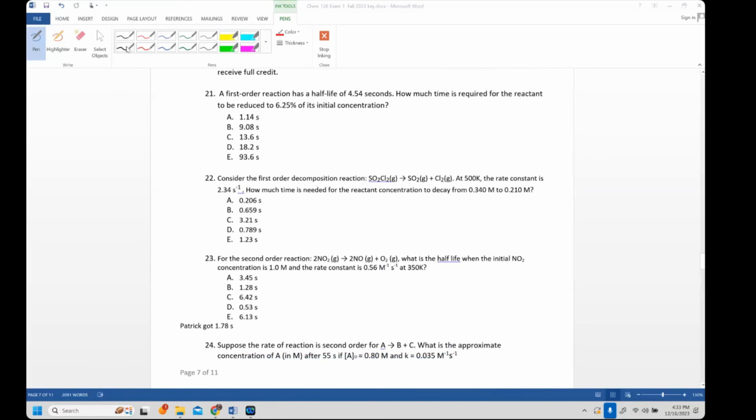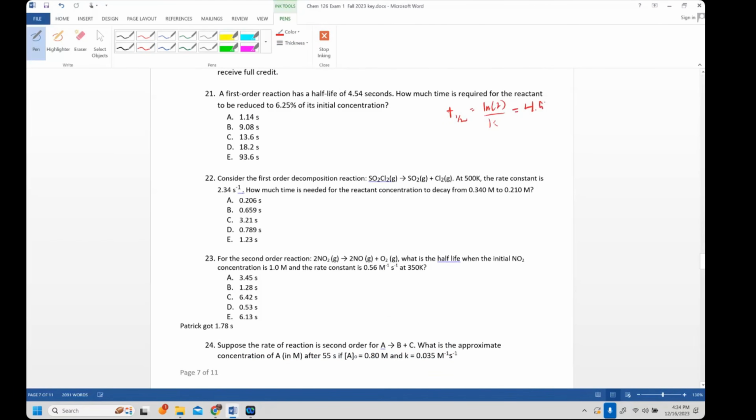All right, now for these, I'm not going to solve all of them because they'll be integrated rate laws, but I'll at least get you on the right track to solving them on your own, either later on or now if you want. So 21, a first order reaction has a half-life of 4.54. Off the bat, we know that the half-life is equal to natural log of 2 over K. So we can figure out K.